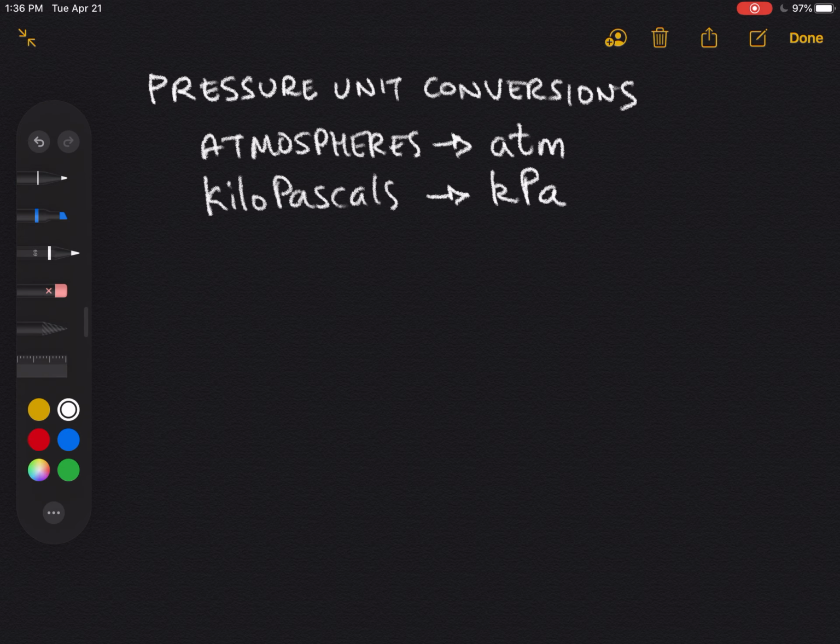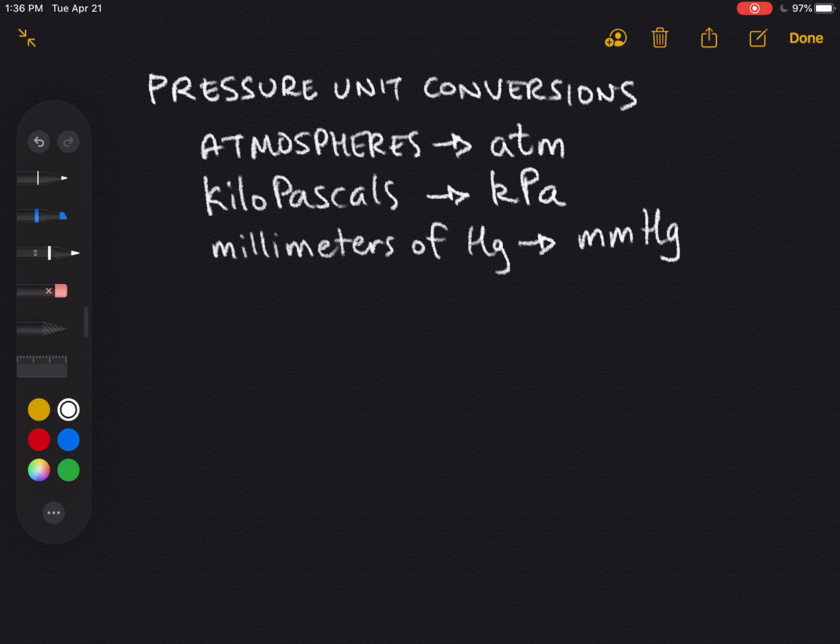And our final one, it seems a little older. It is an older unit, but it's millimeters of mercury, and so we abbreviate that mmHg. Still used, still relevant, but it is an older unit. If you want a history of why it's called millimeters of mercury, there are plenty of YouTube videos out there.